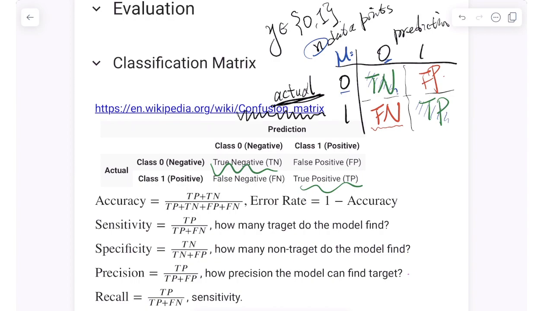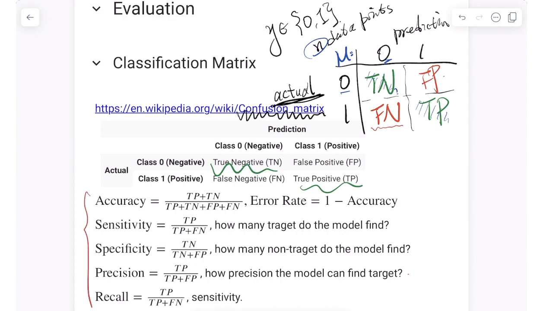So the red cells are wrong predictions, right? A very good model should have large values in the green cells. For a bad classification model, the numbers in the red cells will be large. So that is how we use the confusion matrix to evaluate different classifiers, right?